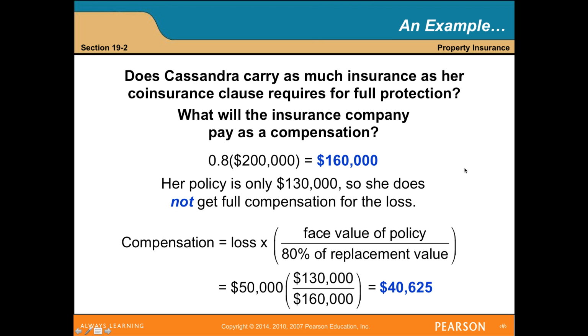So let's figure it out. Here we have 0.8 for the 80% times $200,000 equals 160,000. Her policy is only 130, so she does not get full compensation for the loss, unfortunately.